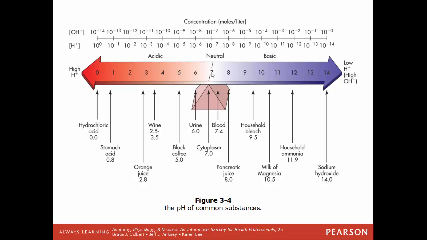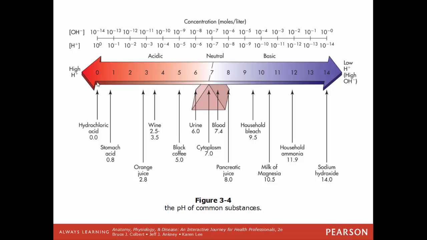Then you have 7, which is neutral, such as cytoplasm within cells. Distilled water is neutral. Then as you get higher and higher, you're getting stronger as a base. Pancreatic juice with a pH of 8 is a weak base. Household bleach is a little bit stronger. Ammonia is a little bit stronger. And sodium hydroxide is a very strong base. So the extremes on either end represent the strongest ones of those.